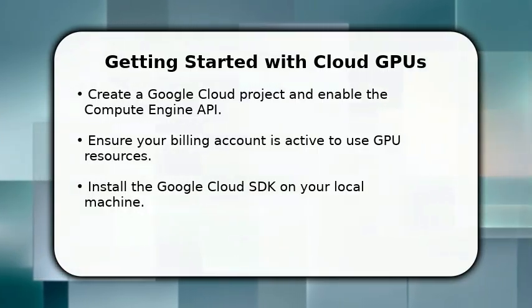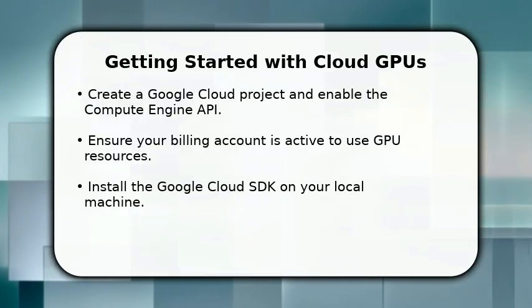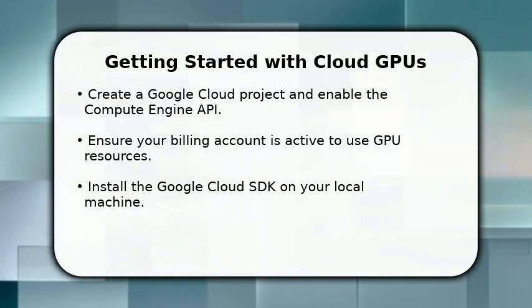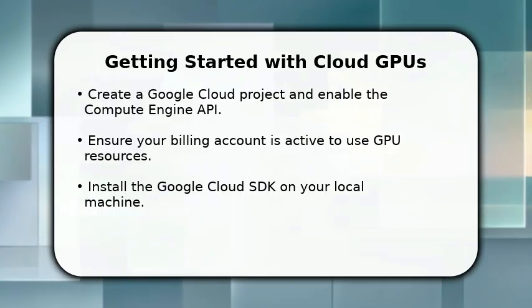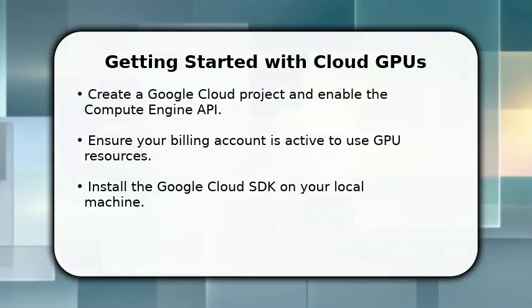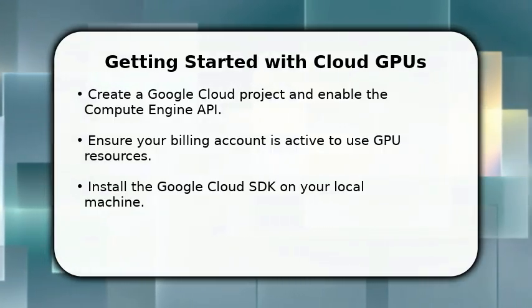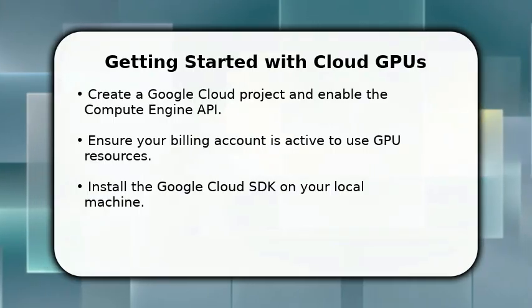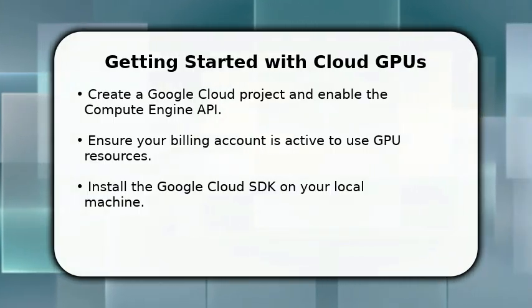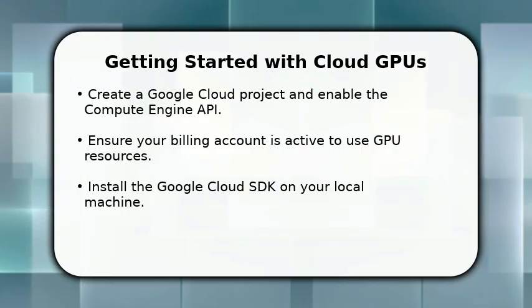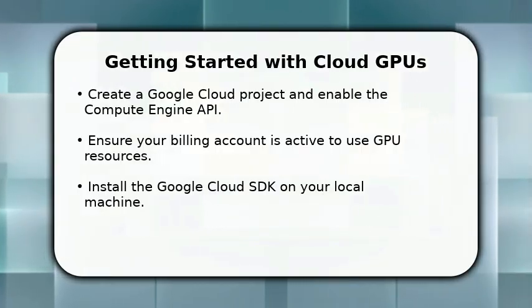First, you'll need to set up a Google Cloud project and enable the Compute Engine API. Make sure your billing account is active, as GPU usage incurs costs. Then, install the Google Cloud SDK on your local machine. This SDK provides the command line tools necessary for interacting with your cloud resources. These initial steps are crucial for a smooth setup.